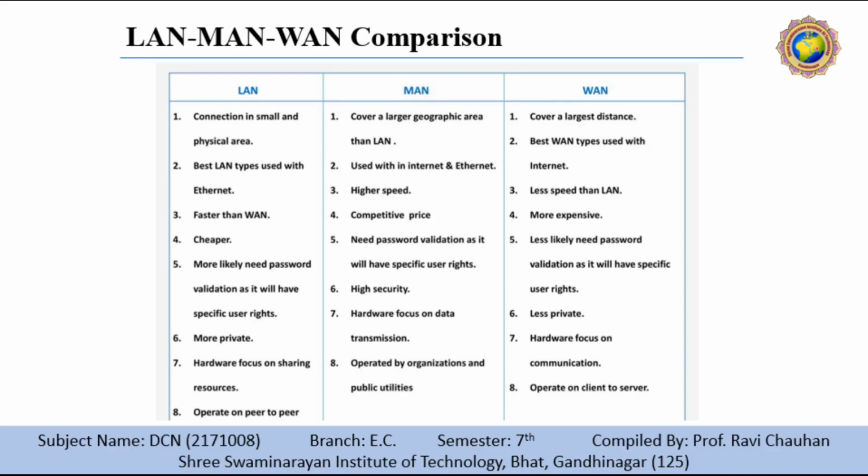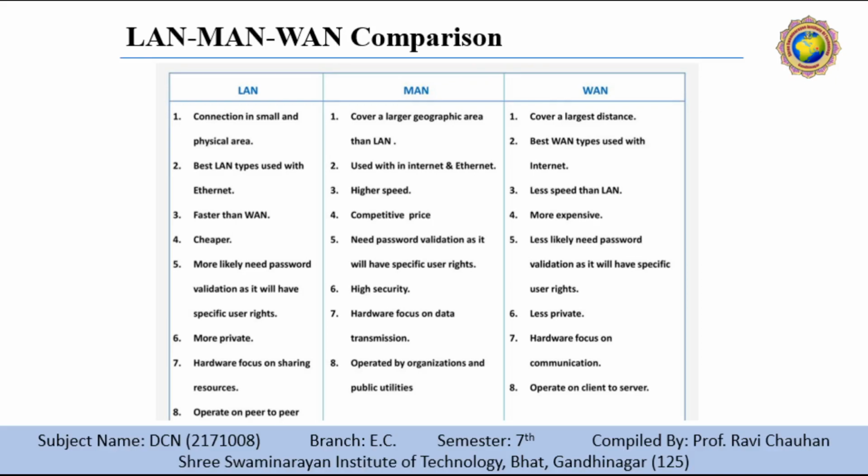Fifth, a LAN is more likely to need password validation as it has specific user rights. A MAN needs password validation as it will have specific user rights, just like a LAN. A WAN is less likely to need password validation. Sixth difference, a LAN is more private. In a MAN, there is higher security. A WAN is less private.